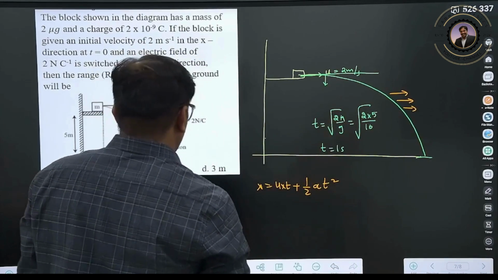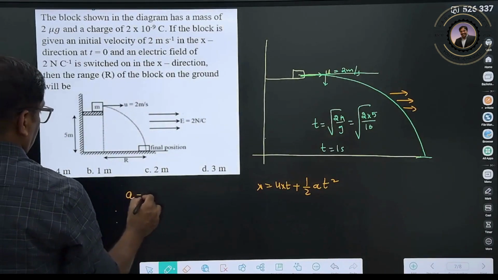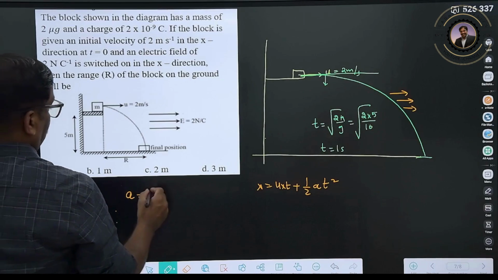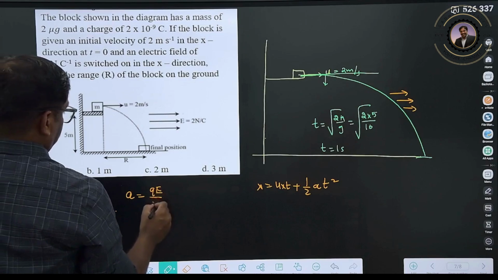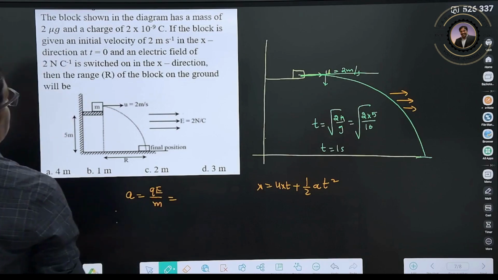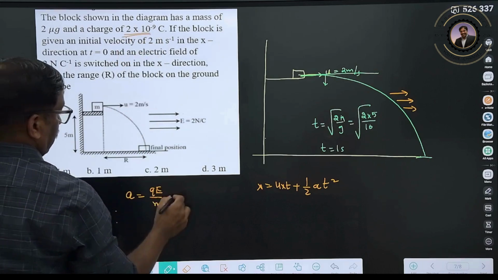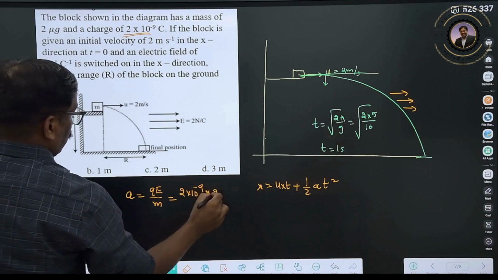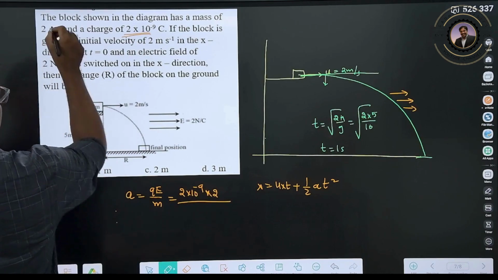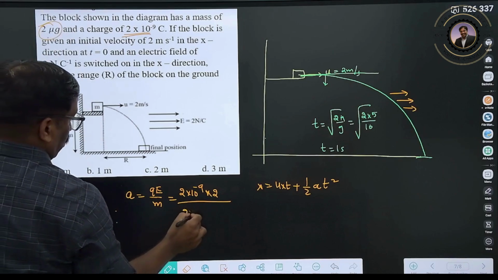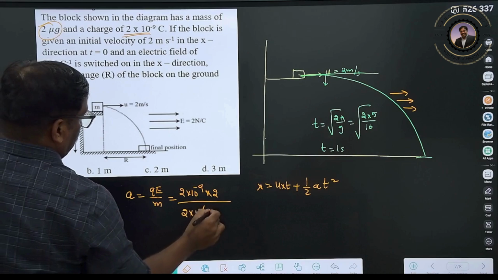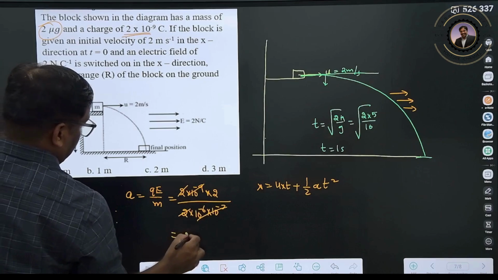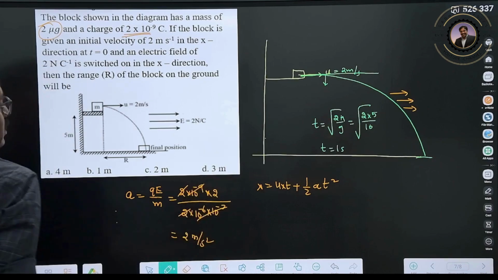What will be the acceleration created? Acceleration is equal to q into E by m. The charge is given as 2 into 10 to the power of minus 9, and the electric field is 2, divided by 2 microgram. 2 microgram means 2 into 10 to the power of minus 6 gram, that is 10 to the power of minus 3 kg. So this will cancel. So acceleration is nothing but 2 meter per second square.